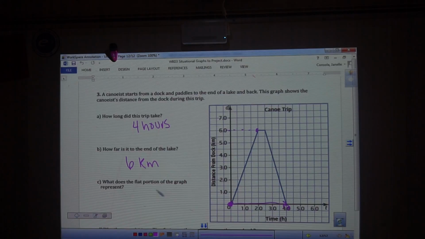Okay, what does the flat portion of the graph represent? What it's talking about is right here. Okay, we know if a line's flat, that means there's no change. Okay, so let's look at the story. It says the canoe starts from a dock and paddles to the end of the lake and back. So when he got here, this was the end of the lake.